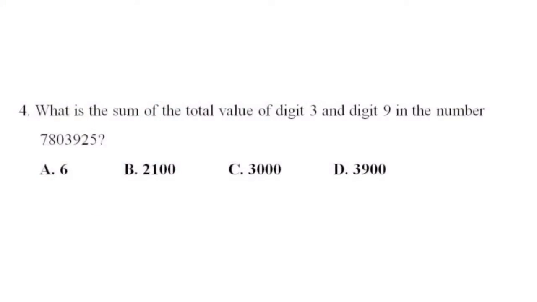What is the sum total value of digit 3 and 9 in the number 7803,925? This is question 4. So what is the sum of the total value? The keyword here is sum. Sum means addition, the total value. So what is the total value of digit 3?